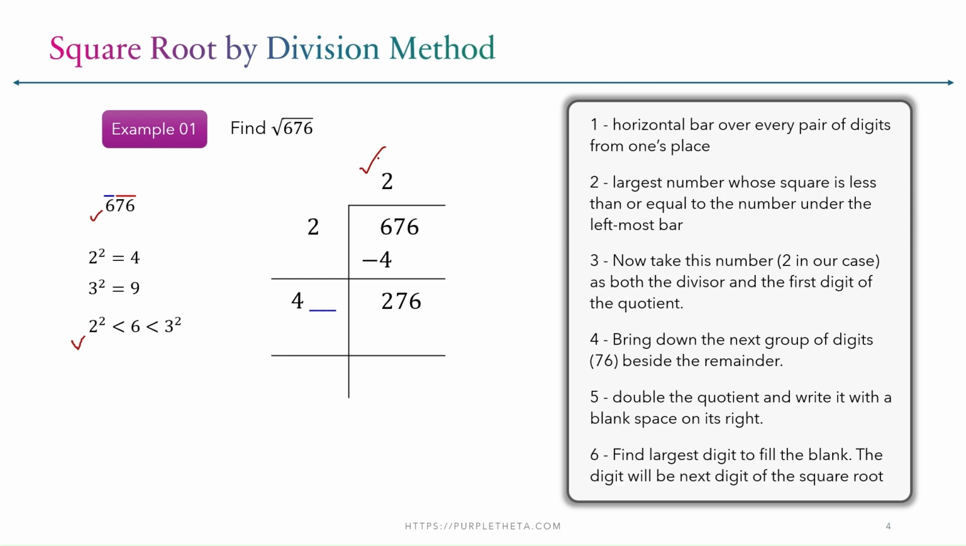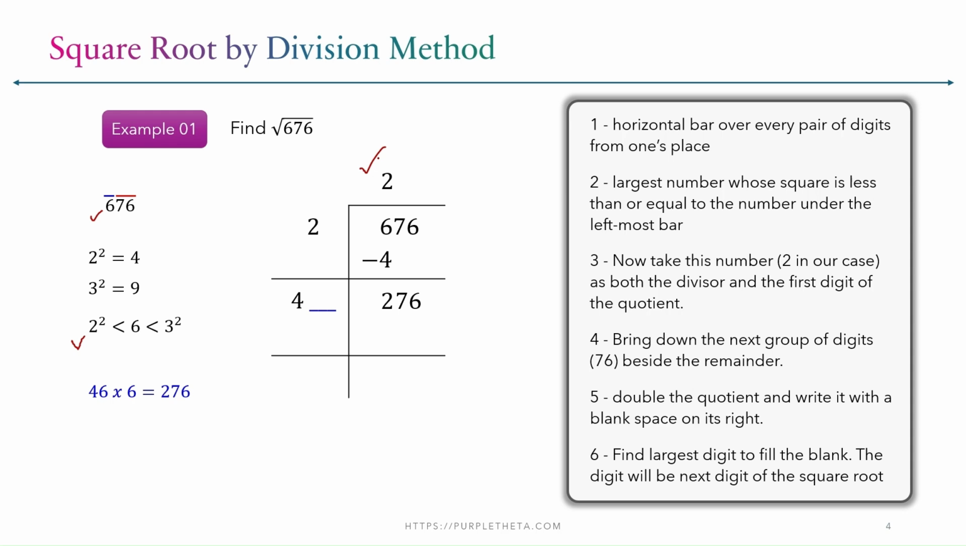And for the next step, find the largest possible digit that can fill the blank. This digit will also become the next digit of the square root, right? And the digit should be chosen such that the product is less than or equal to the dividend, that is 276. So in this case, when we multiply 46 by 6, then we get 276. And since the product is exactly equal to the dividend, we choose 6, right?